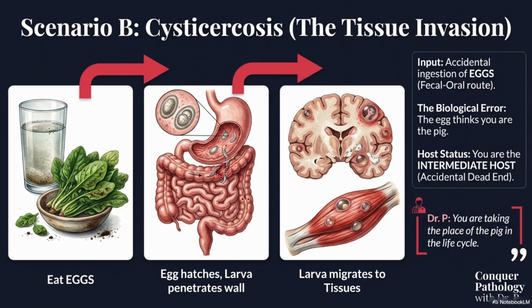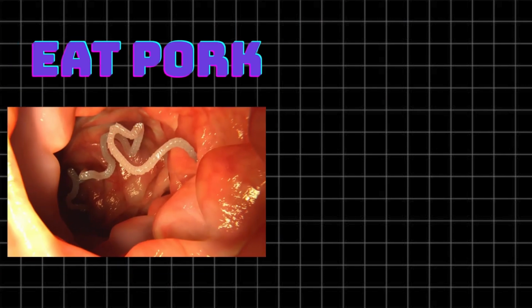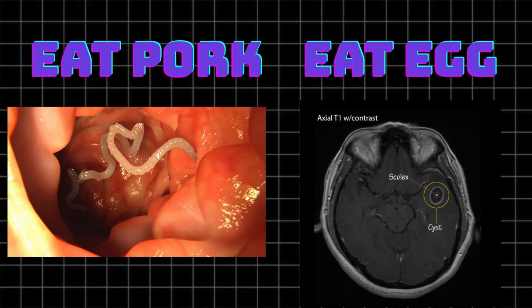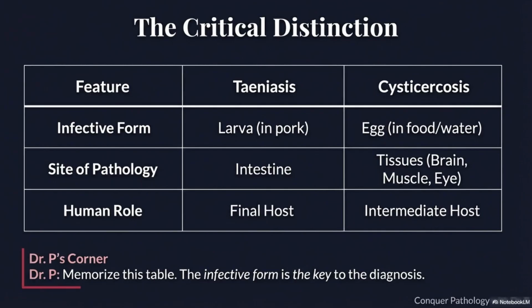I know, looking at the life cycle makes you want to scream. But it's simple. Eat pork, gut worm. Eat egg, brain cyst. So here's the summary table, you memorize these. Teniasis, you eat the larva, you get gut worm. Cysticercosis, you eat the egg, you get brain cysts. Remember, the egg is the key to the brain.